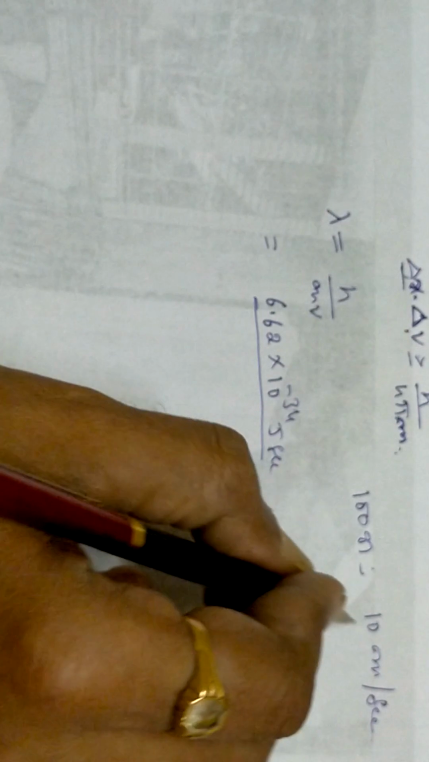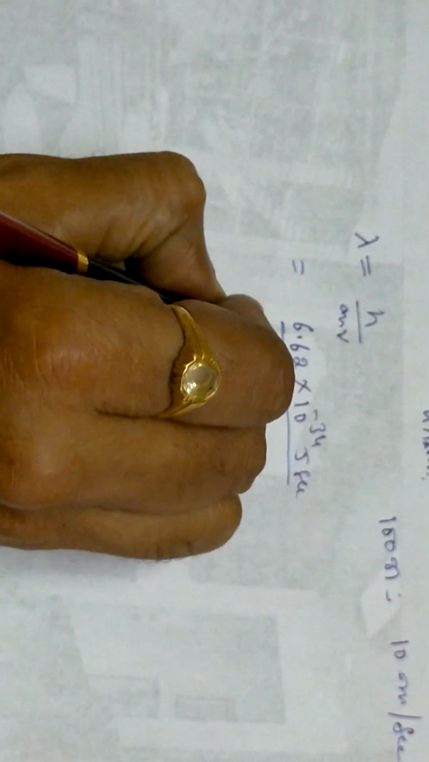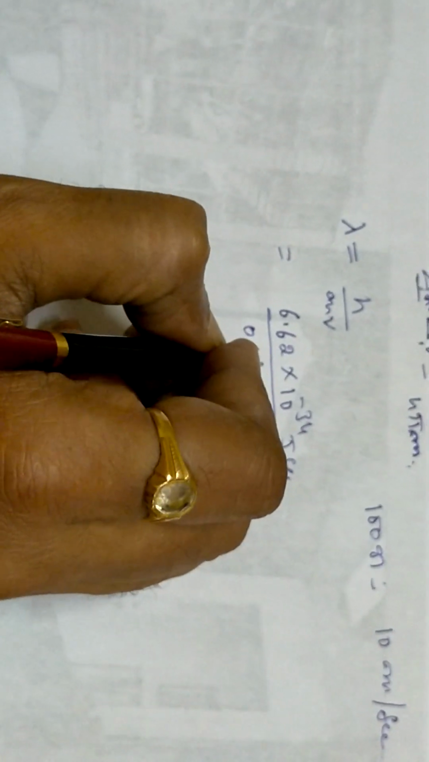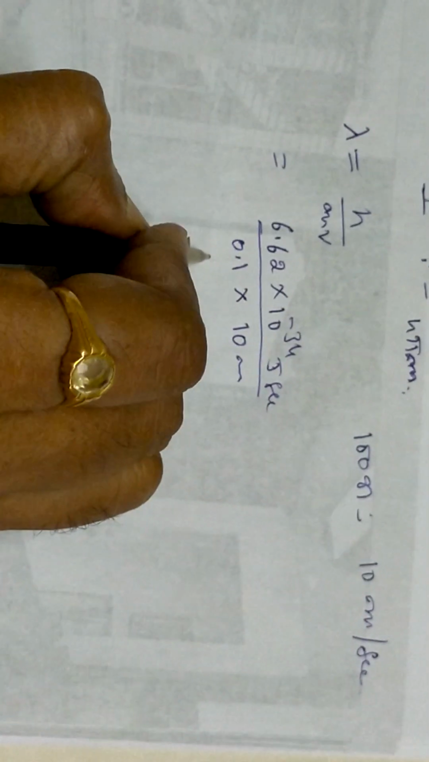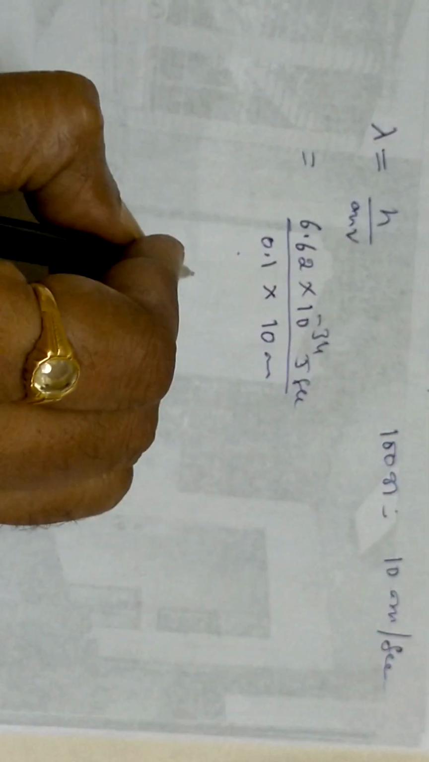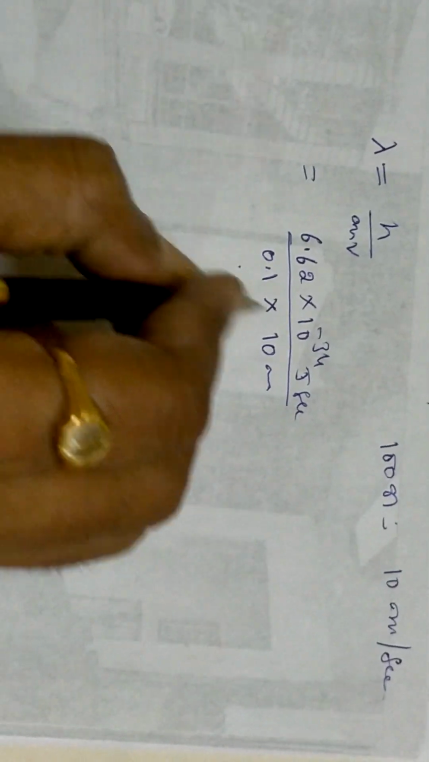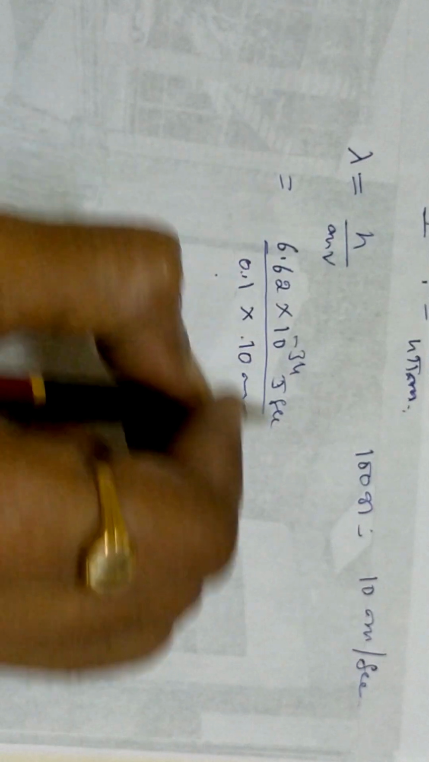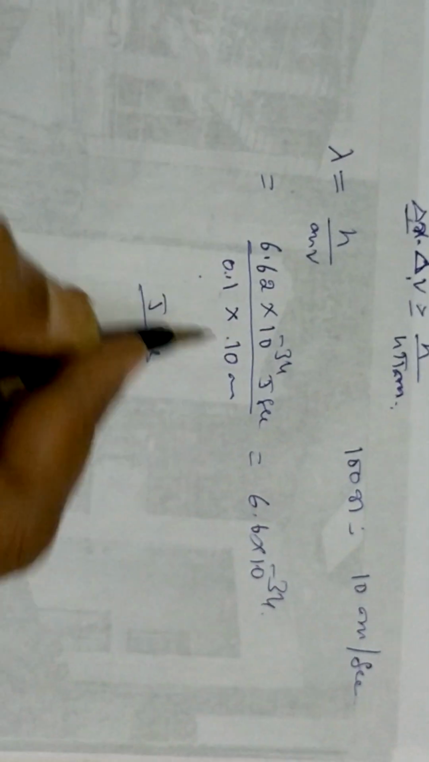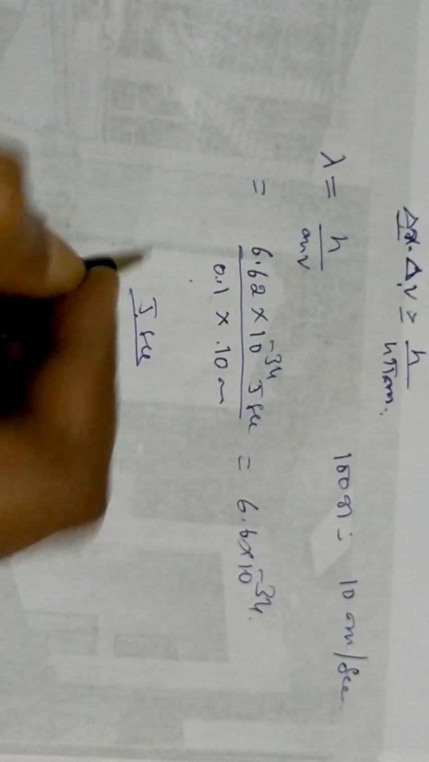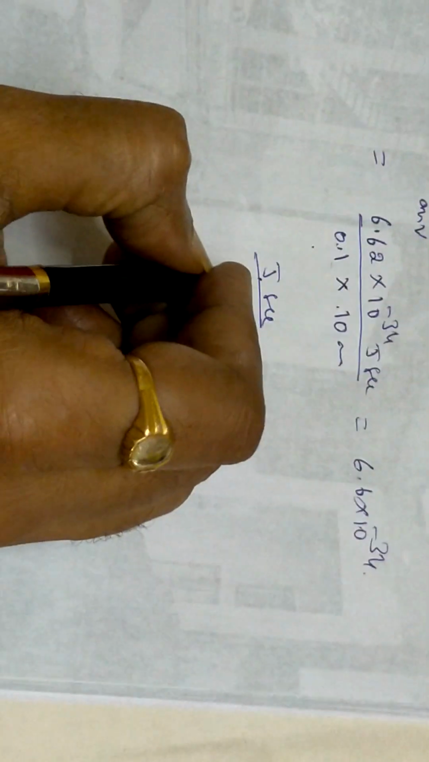100 grams is nothing but 0.1 kg. I am taking everything into similar units, and the 10 meters per second is 10 meter per second. What should be the units? Here it is a joule, here it is a kg, and at the top it is a joule second. Otherwise it is 0.1 into 10, and the value will be 6.6 into 10 to the power minus 34, but the meter is not coming. So we have to convert joule second also into the normal units.